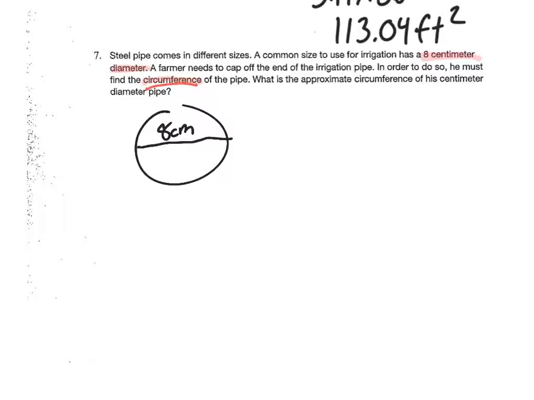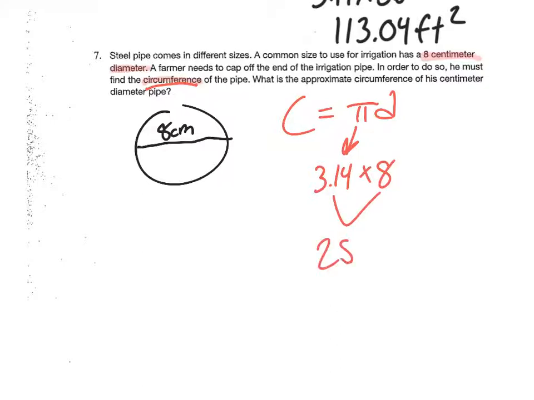So the formula for circumference that we use is C equals pi times the diameter. Well, we have all the information we need. Pi is going to be 3.14, and our diameter is 8. So we are just going to multiply 3.14 times 8, and we get 25.12 centimeters. And this is not squared because it's just a linear distance. It's not area.